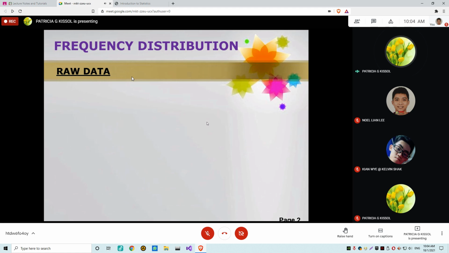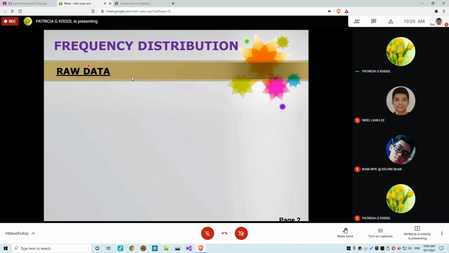Okay, so actually the main part I want to talk about is the raw data, not the frequency distribution. The frequency distribution is basically the table that we arrange all the data into. Yeah, so in chapter 1 we look at the different types of data, like discrete data, continuous data.